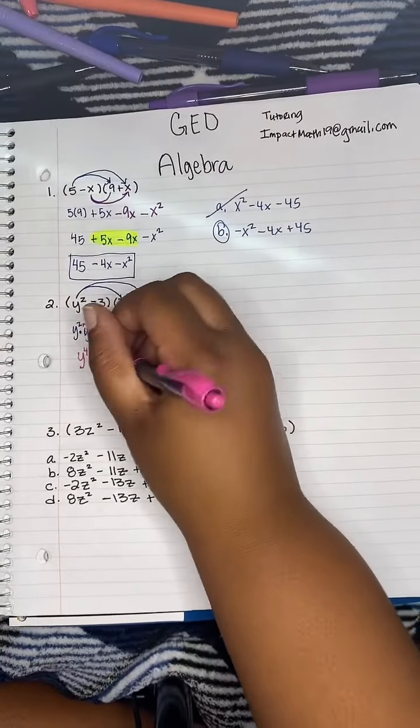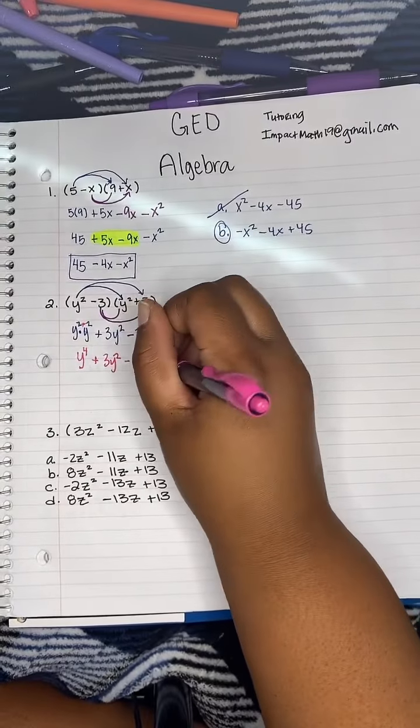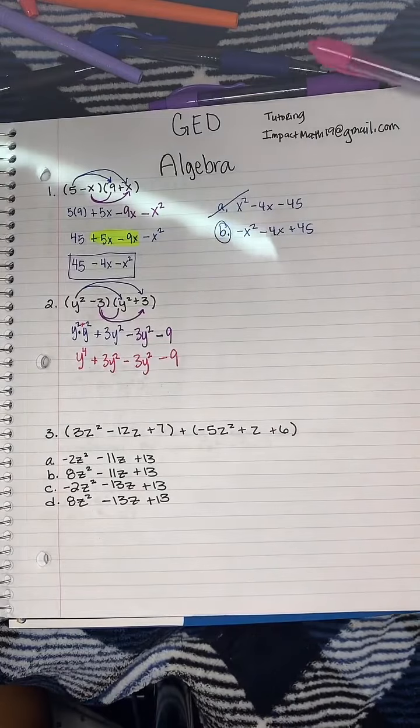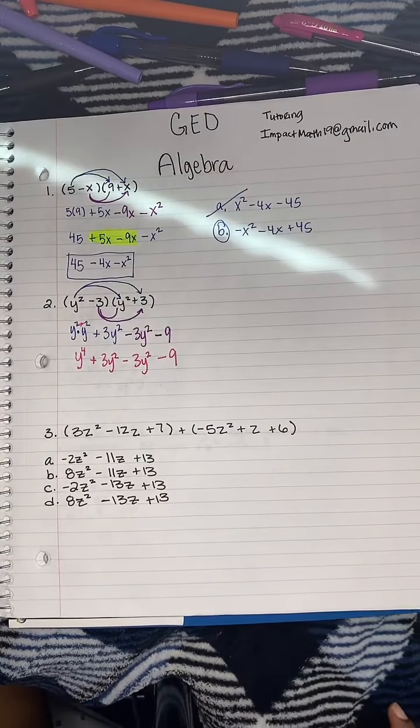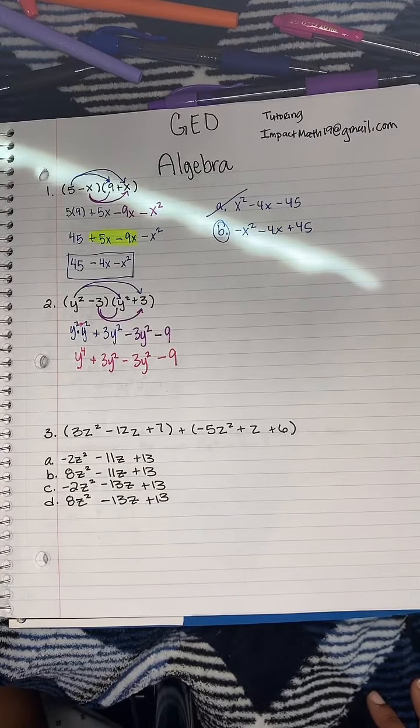Then we have plus 3y squared. I'm just writing it step by step, you guys, for people that are trying to understand. So now we have to look at this and say, what are our like terms? Does anybody know what the like terms are here?